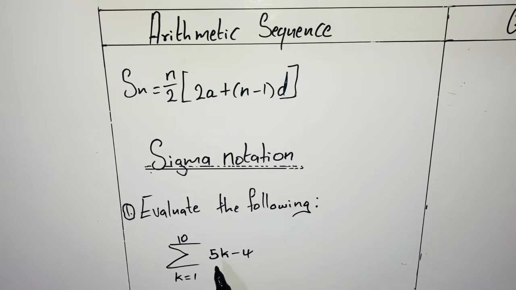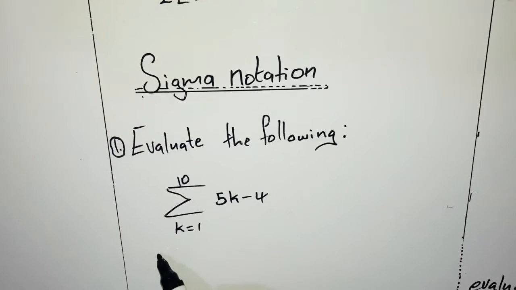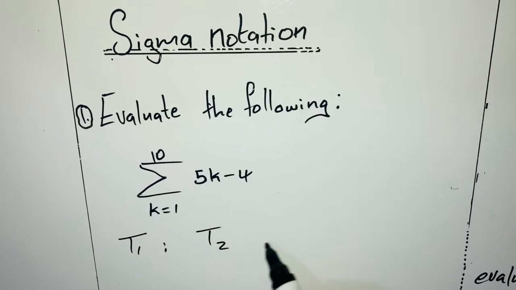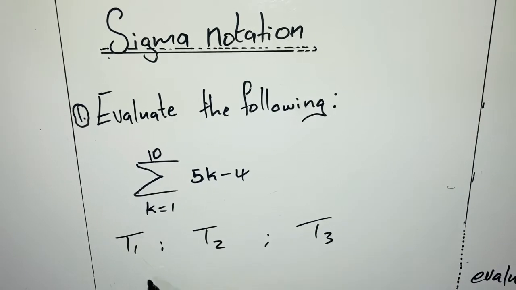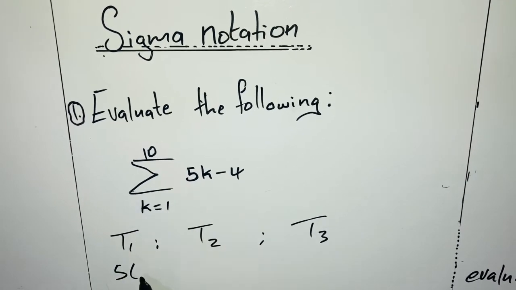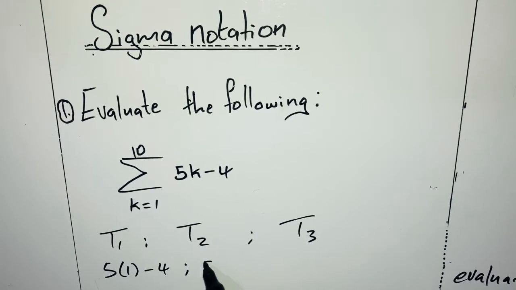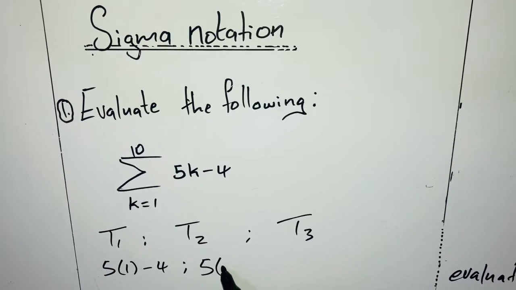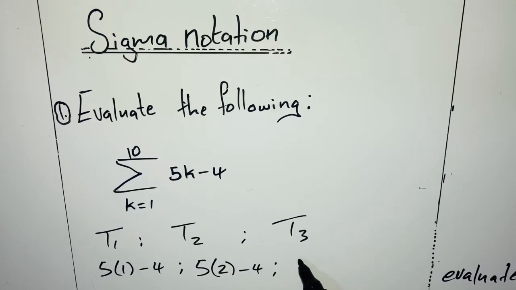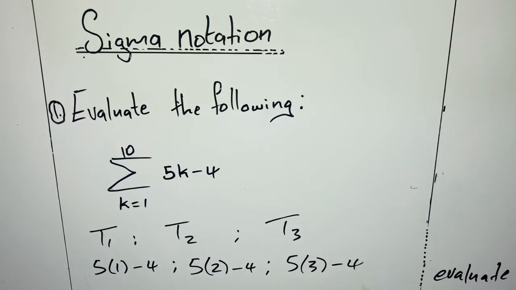of this sigma notation. So I'll use my TN formula, and where there's K, I'll take this one, for me to find my T1, T2, T3. So for T1, I'll use 5, where there's K, put a 1, minus 4. For my T2 it's 5, where there's K, I'll put a 2, minus 4. For my T3 it's 5, where there's K, I put a 3, minus 4.